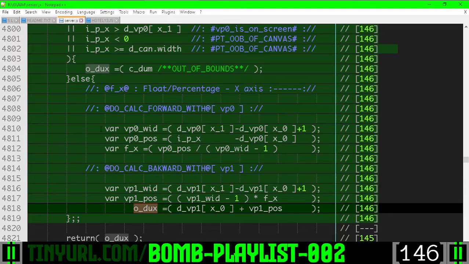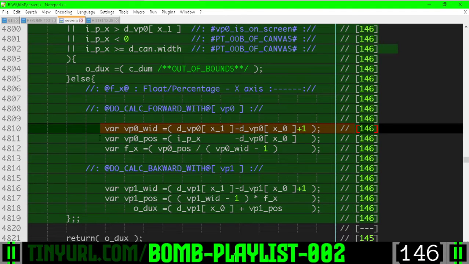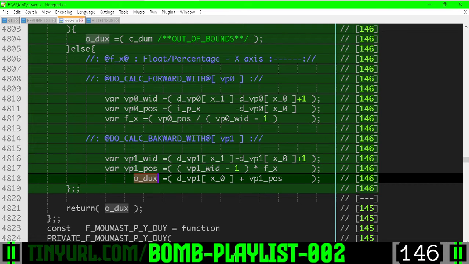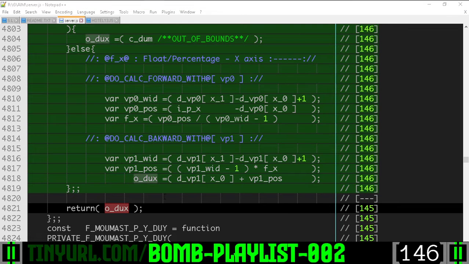location. We take the width of VP0, we get a position along VP0, we use those two variables to get a percentage along path. We then get the width of VP1, and we can undo that percentage along path and get a linear integer value of VP1 pos, which is 0-based, and we can add that to the left anchor point of VP1 to get our discrete units x, and then output discrete units x here.